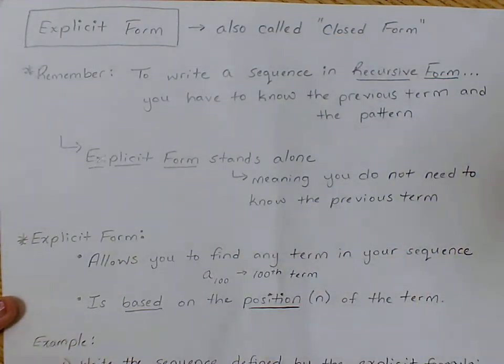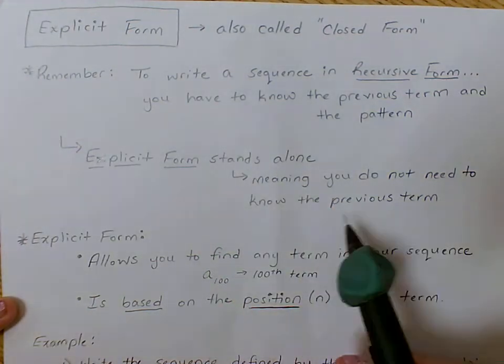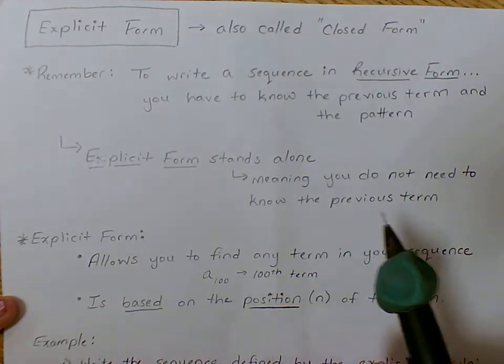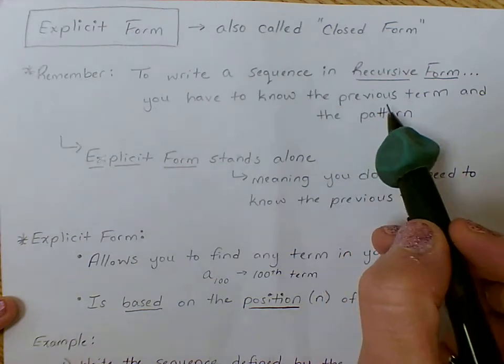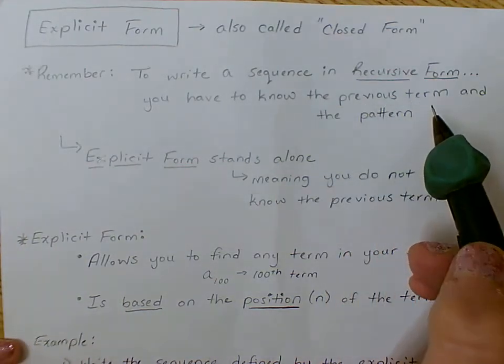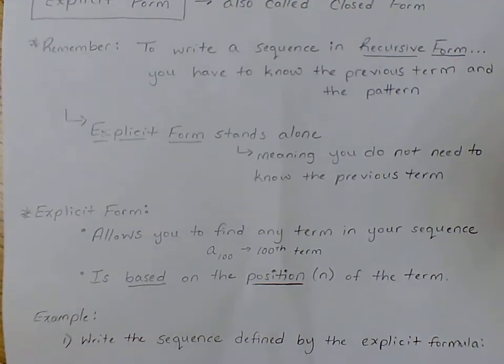Now the good thing about explicit form is it stands alone, meaning you do not need to know the previous term. And there is a reason for that, okay? Because explicit form is not actually based on the previous term like recursive form is. Well, then what is explicit form dealing with?